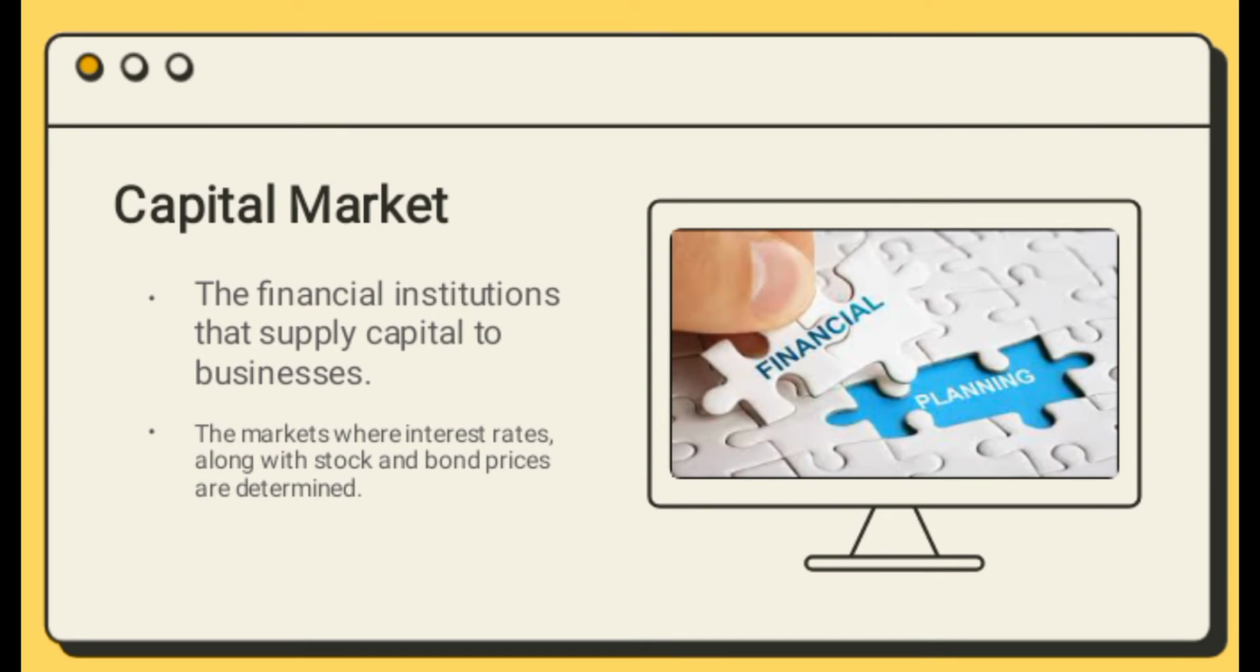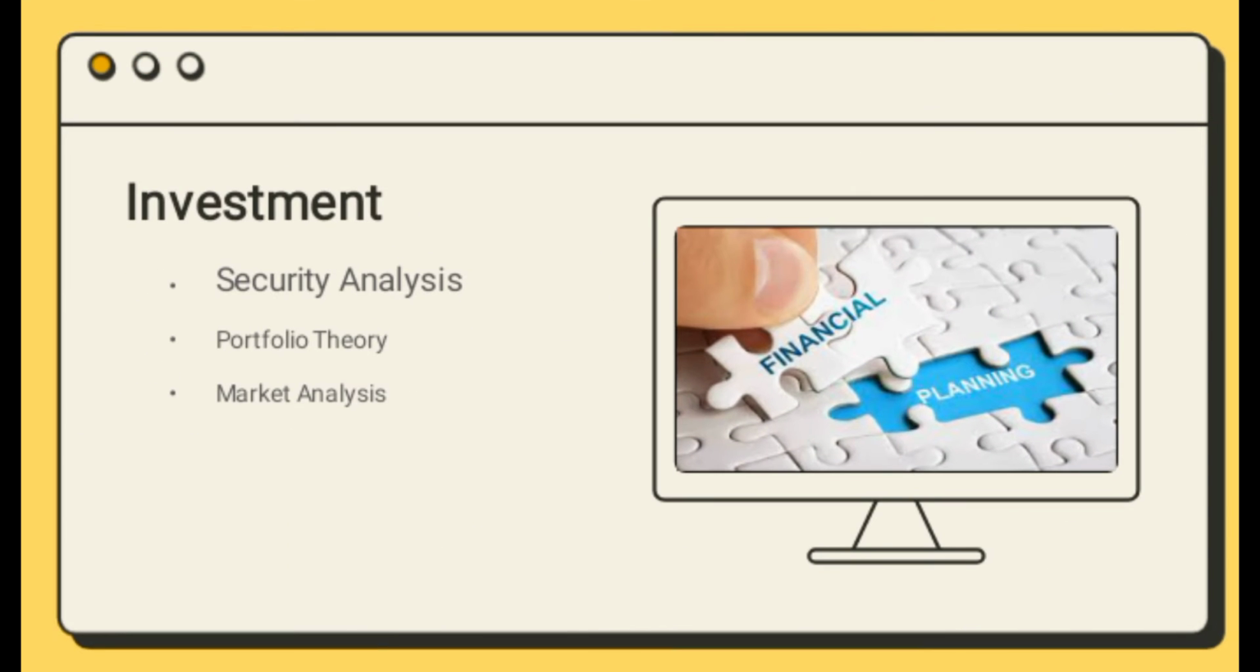Capital market. The part of a financial system concerned with raising capital by dealing in shares, bonds, and other long-term investments. Investments. Investment is the dedication of an asset to attain an increase in value over a period of time. There are three categories of investments, which are security analysis, portfolio theory, and market analysis.